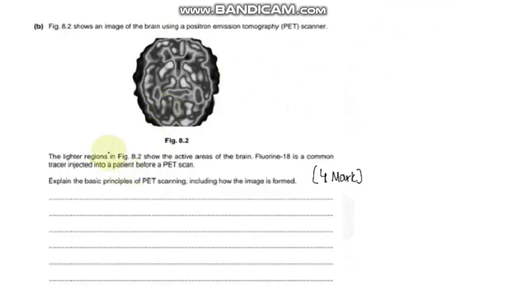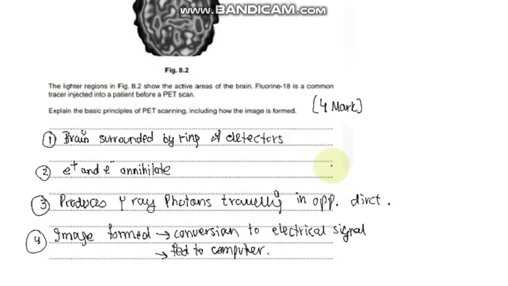In this question it says to explain the basic principles of PET scanning, including how the image is formed. That was a 4-mark question, and it includes the points that the brain is surrounded by a ring of detectors, the positron from the nuclei and the electron from the body annihilate, producing gamma ray photons traveling in opposite directions, and the fourth point would be the image being formed after the electrons change their state, emit visible light to produce electrical signals, which are then fed to the computer to form a 3D image.